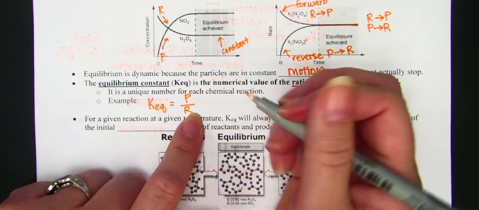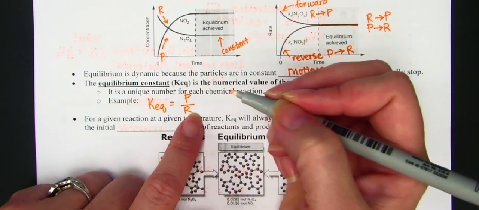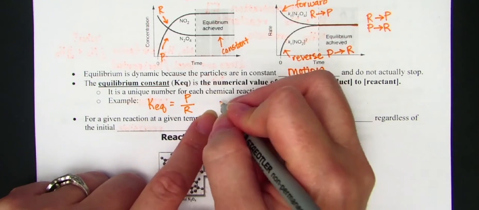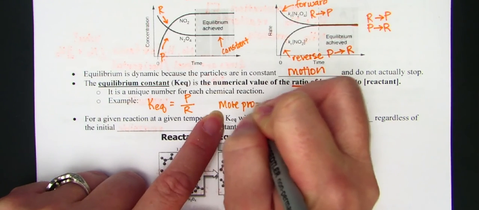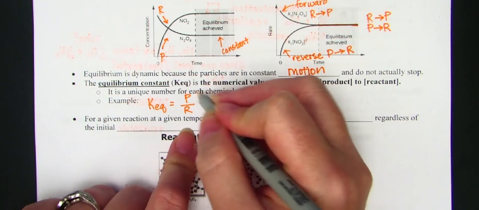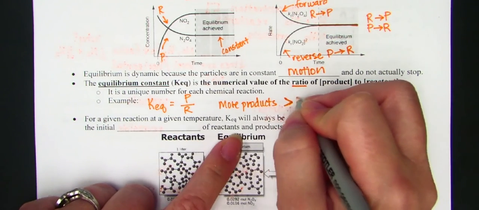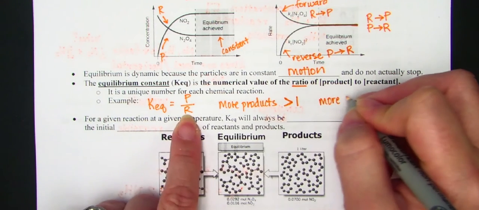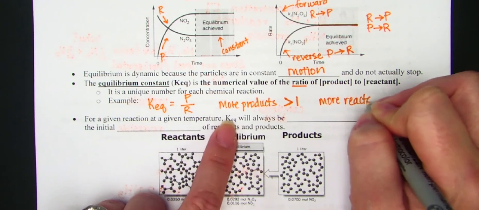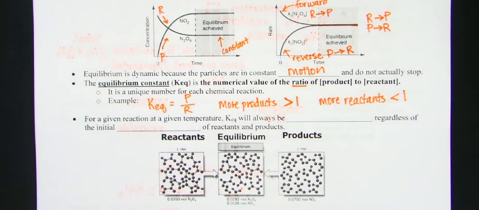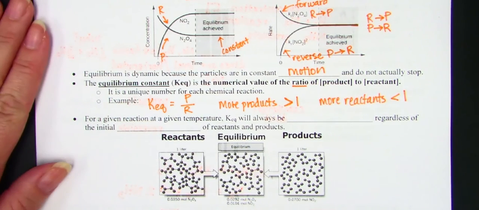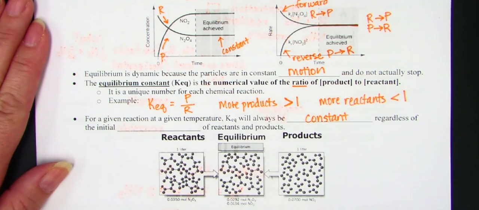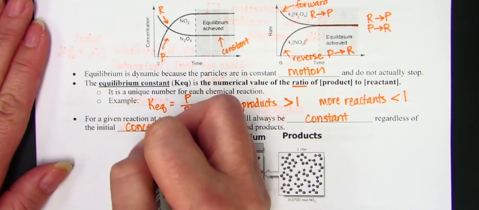And so if these are equal amounts, which doesn't often happen, then this would be one number over that same number, that would equal one. If at equilibrium I have more products than I have reactants, this number is bigger, then my number is going to be greater than one. If at equilibrium I have more reactants instead, the denominator is bigger, then overall my K is going to be less than 1. So for a given reaction at a given temperature, K will always be constant, regardless of the initial concentrations of my reactants or products.